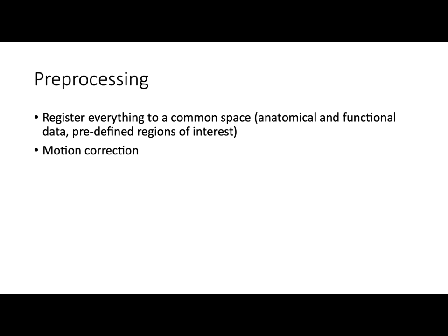So you need your anatomical and your functional data. You need them to be in the same space. You sometimes have predefined regions of interest. You want them to be consistent across days or scans if you're bringing people in for multiple scans. You want to do motion correction. And then there's a bunch of other pre-processing steps that you might be able to do or you might not. And other people will talk more about this kind of pre-processing.